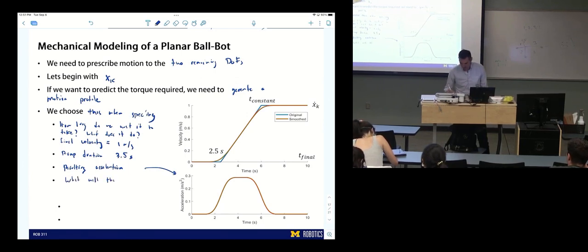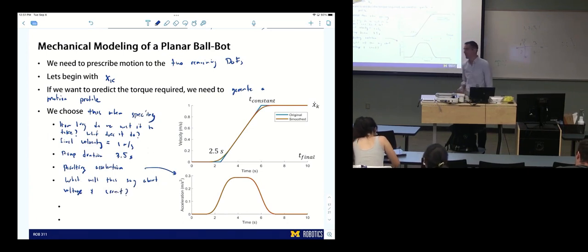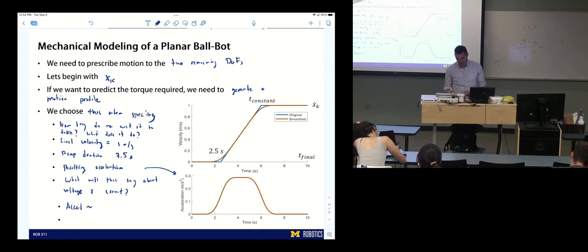What will this say about voltage and current? Just based on the fact that you wanted to do this, do you have some ideas about what the general shapes of the voltage and current profiles would be? Yeah. Can we plug this into the motor model that we have? You can, that's actually what we're gonna do.